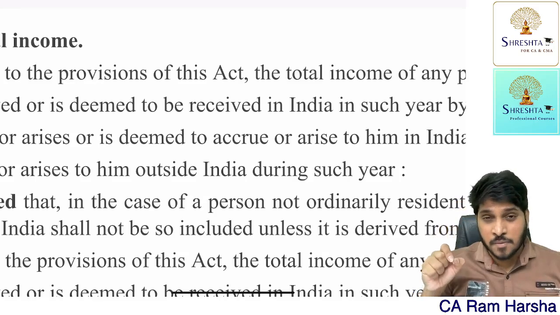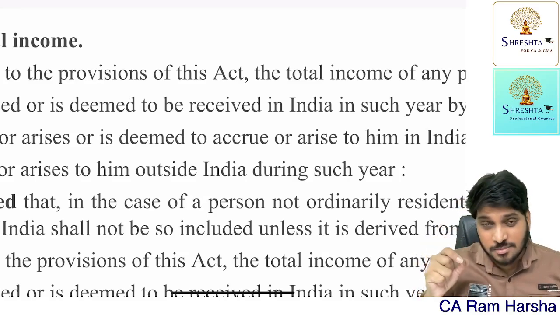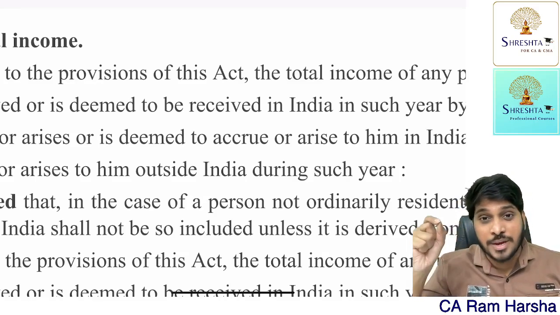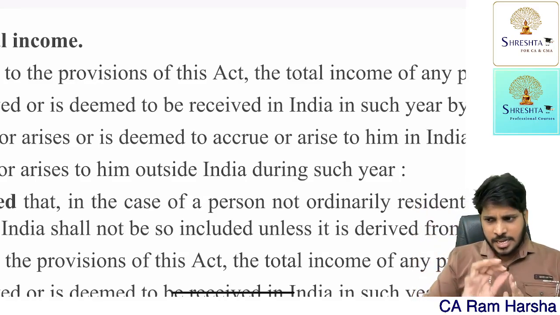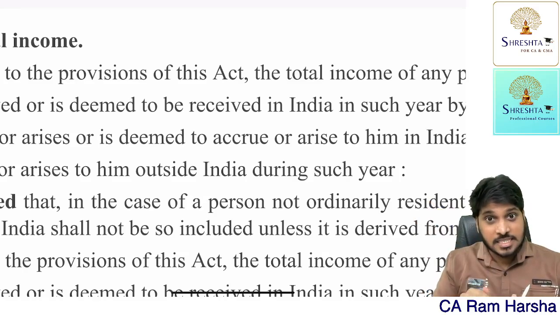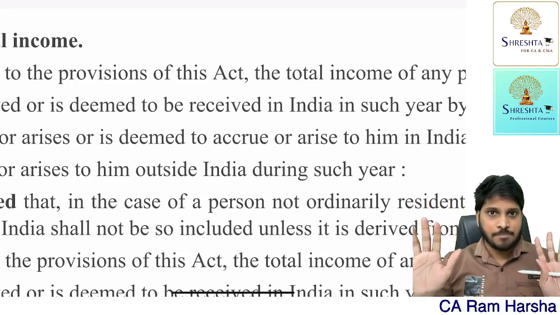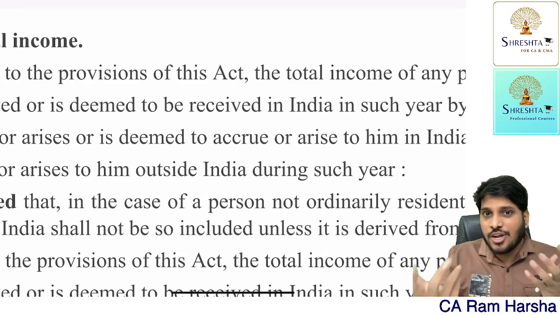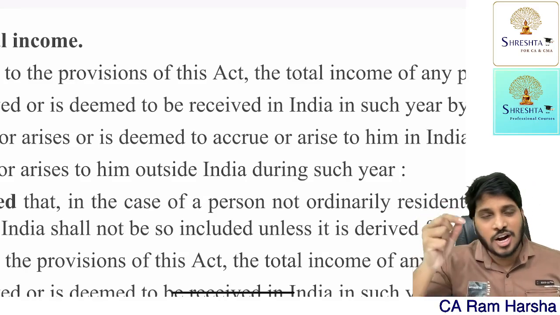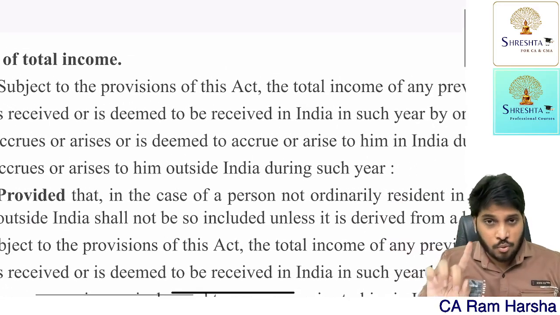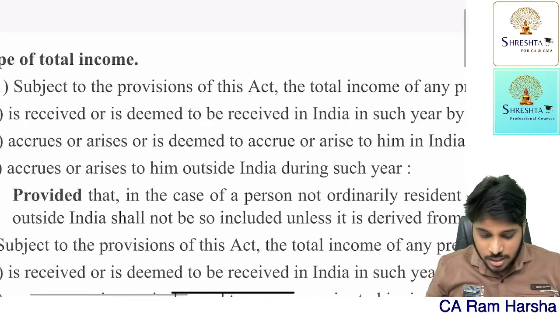Section 7. What is it? Section 7 of the income tax law talks about what you mean by deemed to be received. See, actually, deemed to be received means the income tax department assumes that you received it. Actually, you have not received. If you actually received it, it's received. Deemed to be received means you have not received it. We'll discuss later.